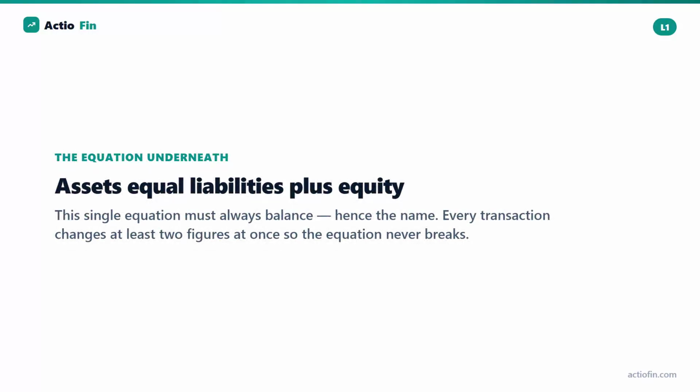Those three blocks are tied together by one equation: assets equal liabilities plus equity. This is where the name balance sheet comes from, because the two sides must always balance. It is not a coincidence or a target, it is a mathematical certainty. Because every transaction touches at least two figures at once. Brindley buys a delivery van with a bank loan, an asset rises. A liability rises by the same amount, and the equation still holds. Understand this equation properly and double-entry bookkeeping, which we cover next episode, stops feeling mysterious.